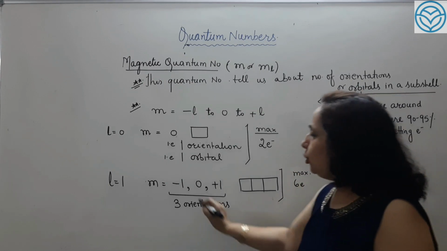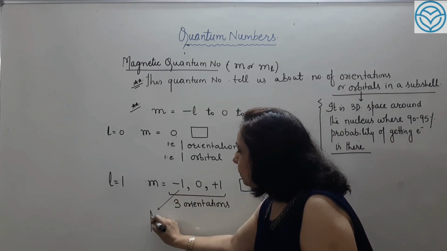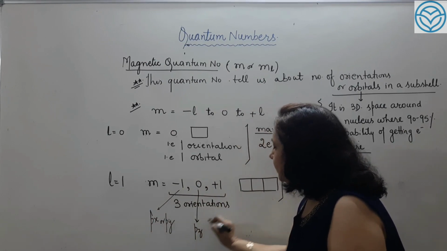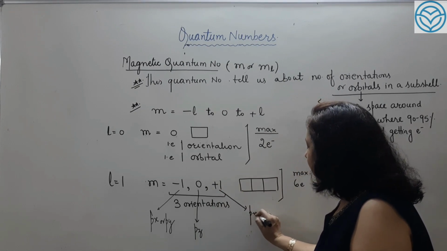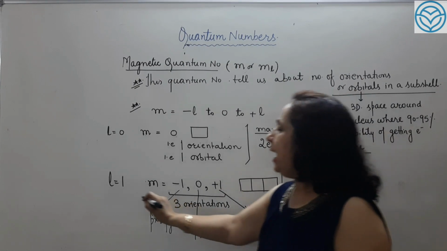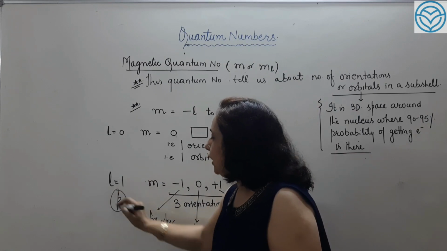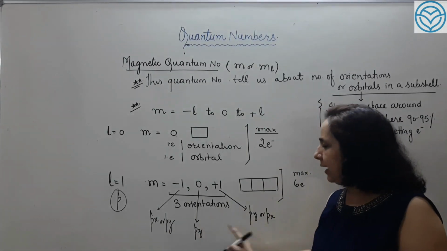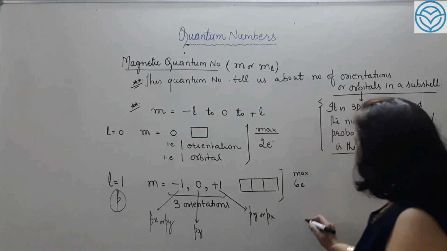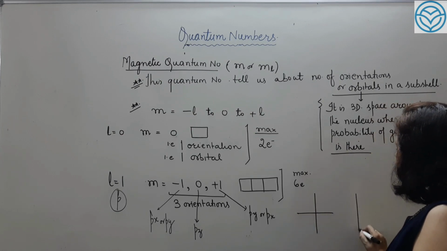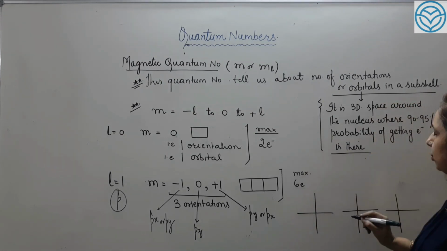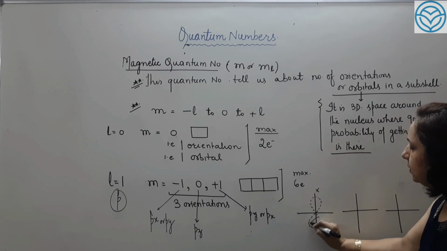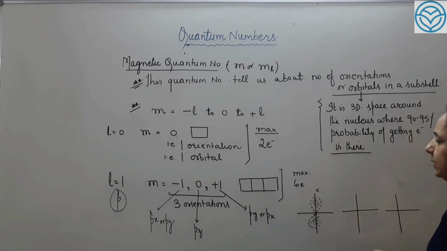Now these 3 orientations are px, py, or pz. This can be written as pz, and this can be written as py or px. L=1 means p subshell. It means the p subshell is again of three orientations: px, py, pz. As the dumbbell is there, we can see that dumbbells are going to be in three different directions. Px means the dumbbell is along the x-axis. In the x-axis we have a dumbbell, that is px.